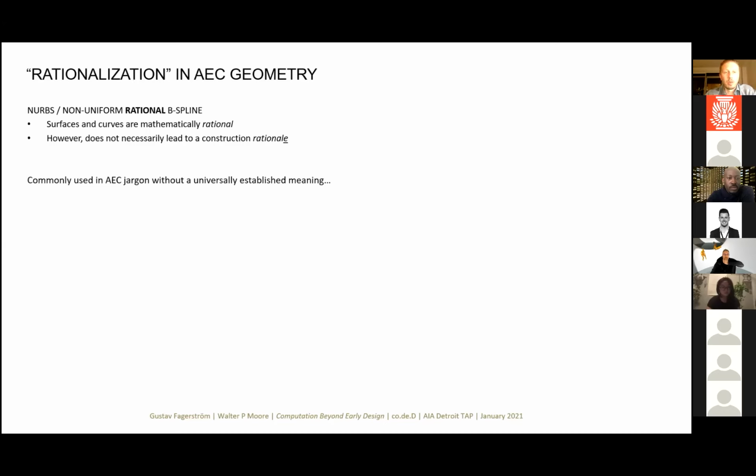So with rationalization being kind of jargon in AEC, without a universally established meaning, we have attempted to define it for ourselves, meaning inside of our computational design expertise within our firm, not necessarily claiming to have defined it for the Oxford Dictionary, but certainly for ourselves, it's useful to put some precise meanings to terms that we use.